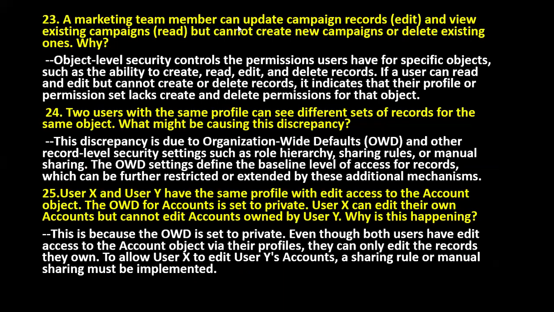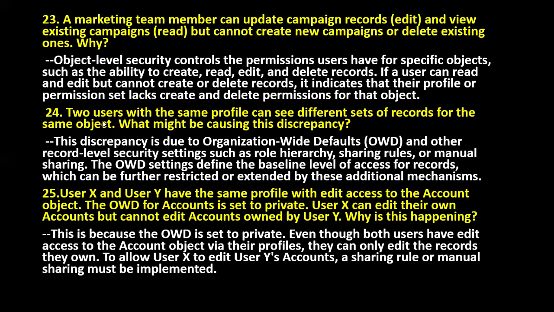Next question. A marketing team's members cannot update campaign records. They can view and read the existing campaigns but cannot create a new campaign or delete the existing ones. Why? Object-level security controls the permissions users have for a specific object, such as the ability to create, read, edit, and delete records. If a user can read and edit but cannot create or delete records, it indicates that the profile or the permission set lacks create and delete permissions for that object.